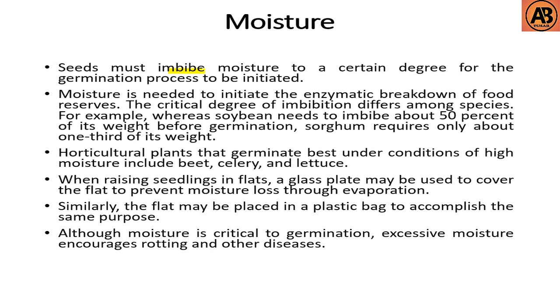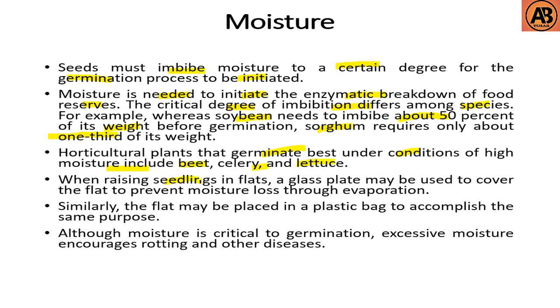Seeds must imbibe moisture to a certain degree for the germination process to be initiated. Moisture is needed to initiate the enzymatic breakdown of food reserves. The critical degree of imbibition differs among species. For example, whereas soybean needs to imbibe about 50% of its weight before germination, sorghum requires only about 1/3 of its weight. Then horticulture plants that germinate best under conditions of high moisture include beet, celery, lettuce, etc.